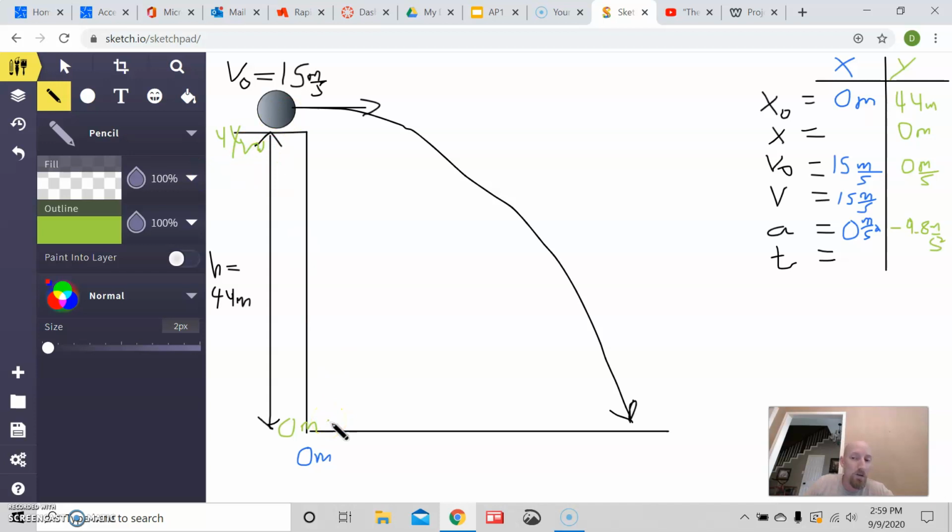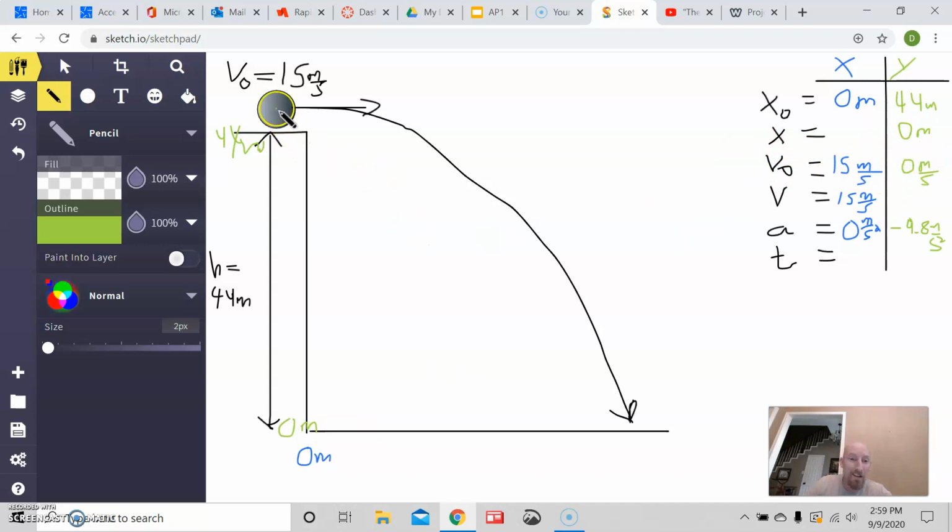The way I usually do this is anything that's going up is going to be positive. Anything that's going down is going to be negative. That's the way that I always approach problems. So if the ball is above this, I'm going to call this my origin. If it's above that, then that's going to be a positive. So that's the initial. That's where it starts. It ends up on the ground. That'll be final.